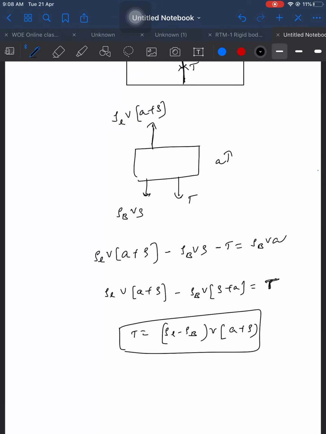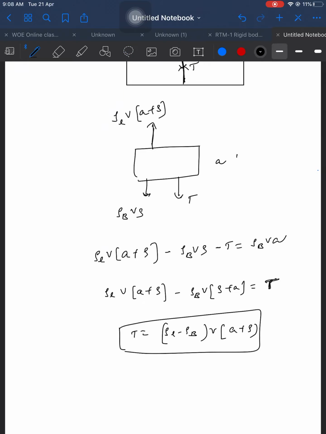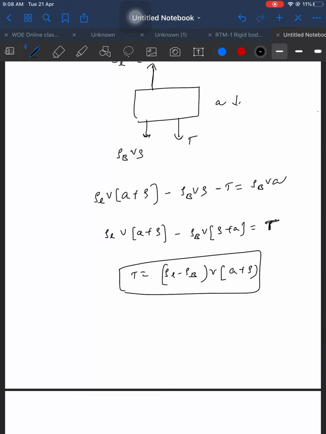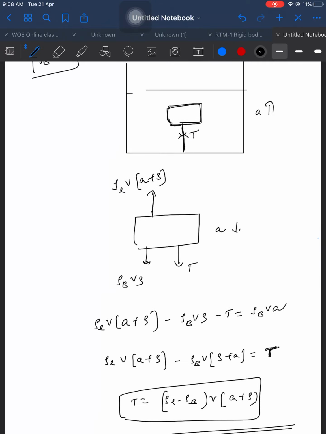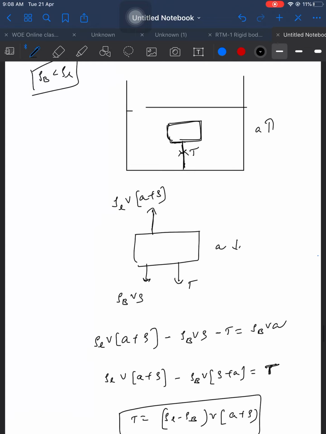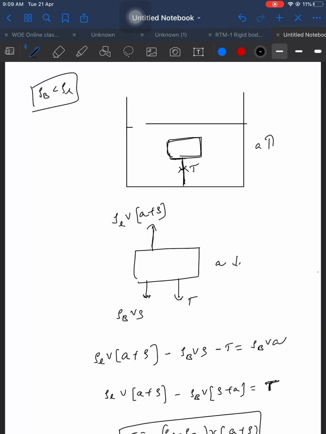If it is going downwards instead of upwards, let's consider this case and solve it in the same way as the previous expressions. Now, if the rope is cut, how much time it takes to go up, I will discuss in the next video. Thank you.